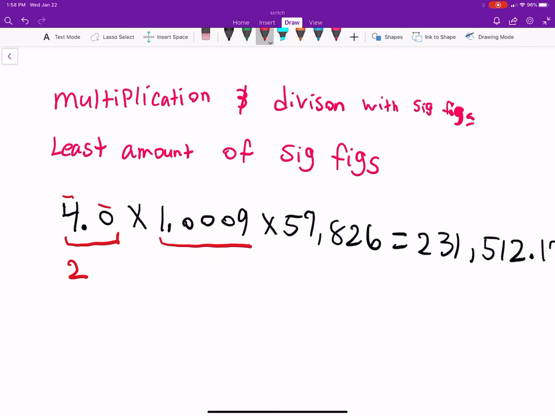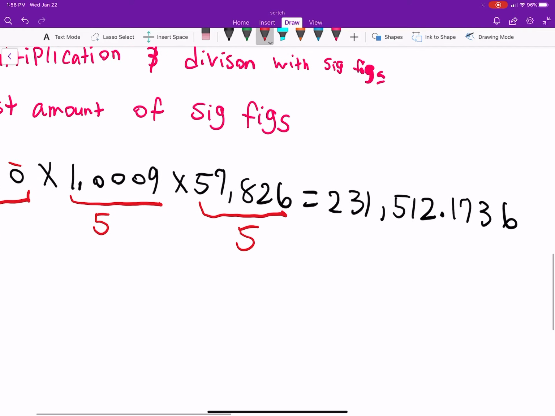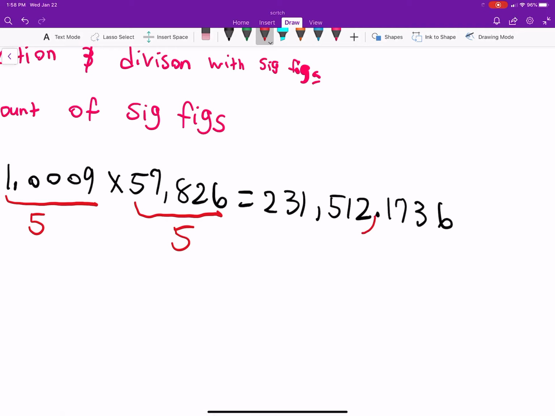This is 1, 2, 3, 4, 5. And this is 1, 2, 3, 4, 5. So there's only 2 significant figures with the 4. That means our answer should only have 2 significant figures. So let's go ahead and use scientific notation here. So this is 2.3, there's our 2 significant figures, times 10 to the 1, 2, 3, 4, 5. And there you go.